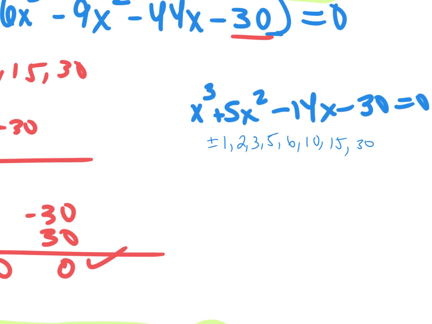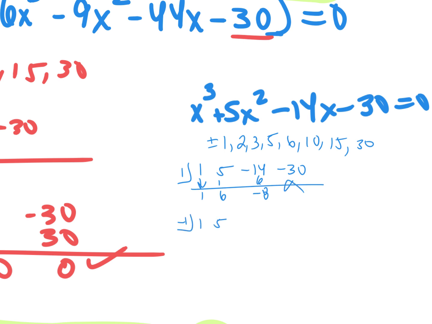So start with 1. 1, 5, negative 14, negative 30. Bring down your 1. 1 times 1 is 1. 5 plus 1 is 6. 6 times 1 is 6. Negative 14 and 6 is negative 8. Is this going to give me a 0 as a remainder? No. So go to the next one.